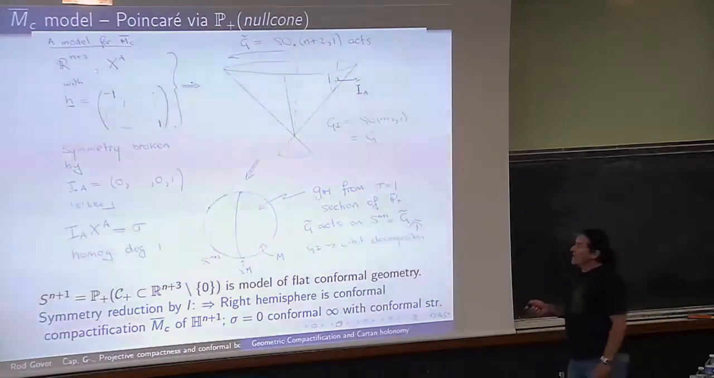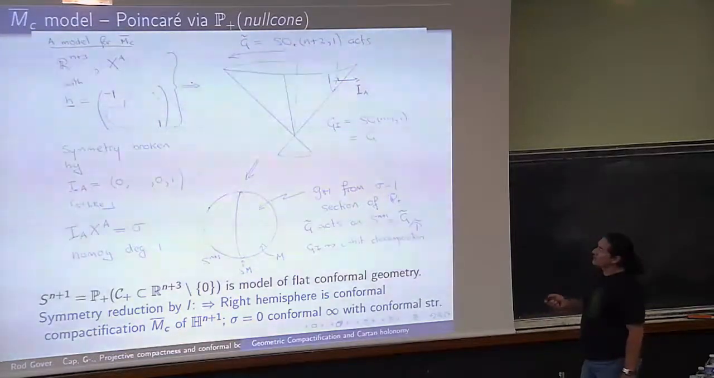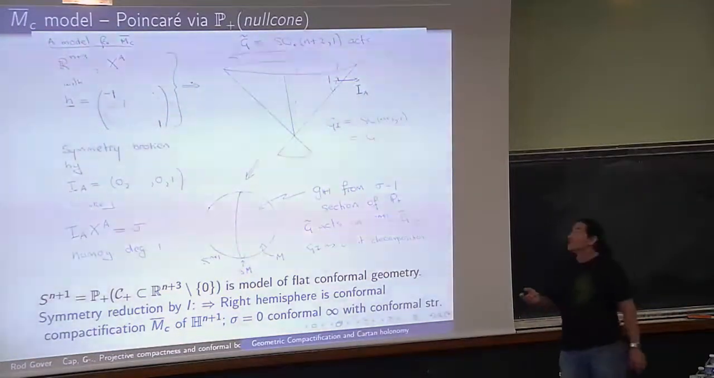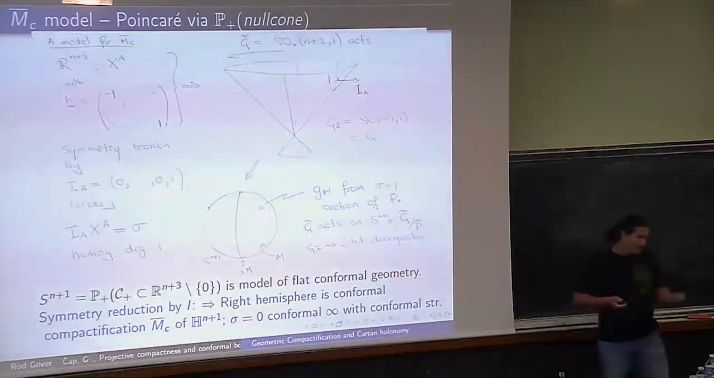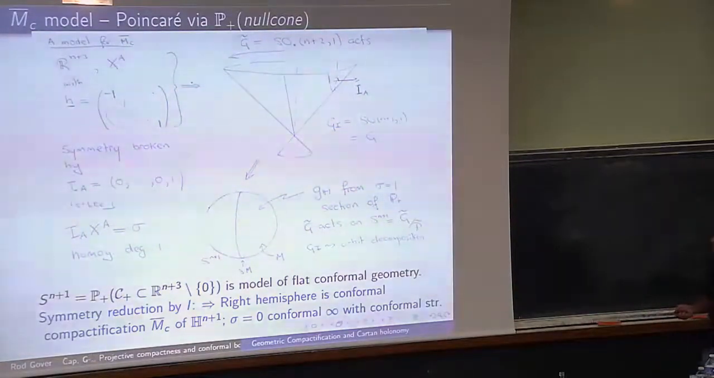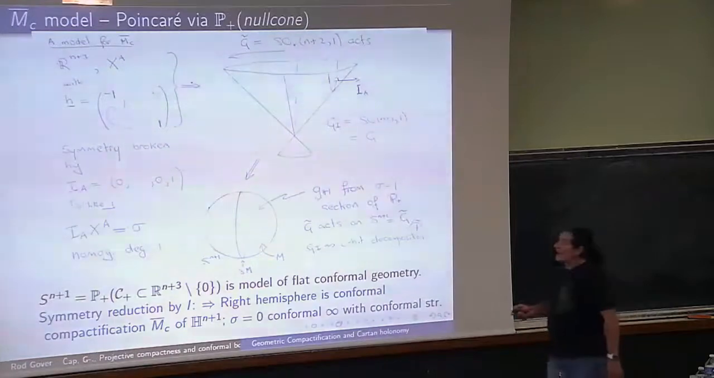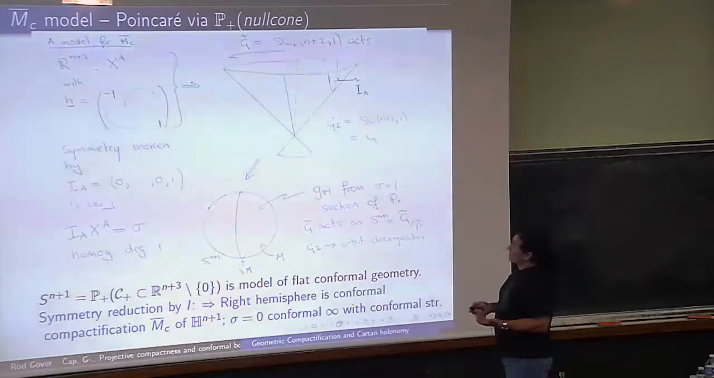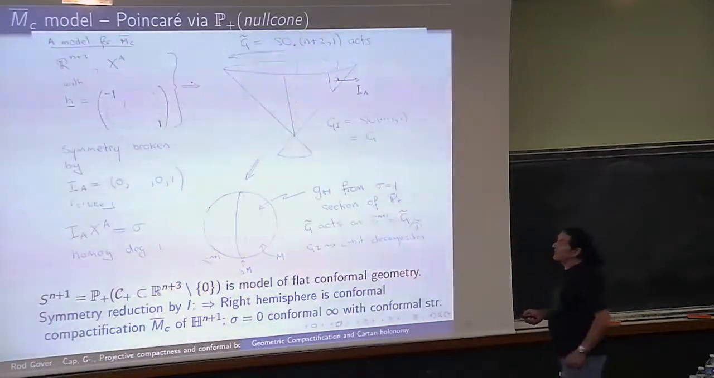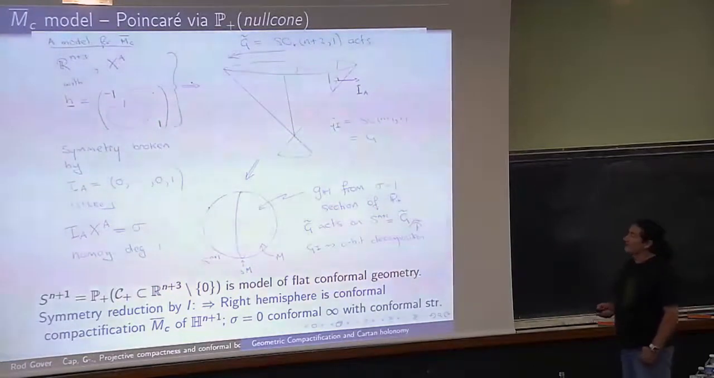Okay. So now what happens, I can ray projectivize that forward cone. So each ray generating the cone just becomes a point. So when we do that, we get a sphere. Topologically a sphere. And what I want to point out first is this sphere has a conformal structure.